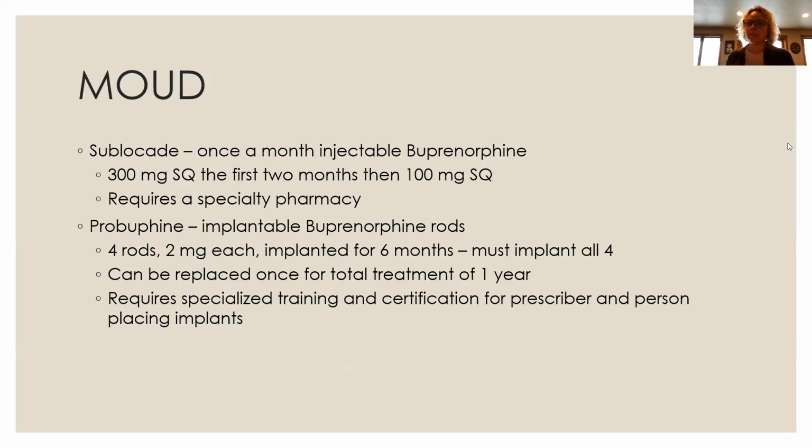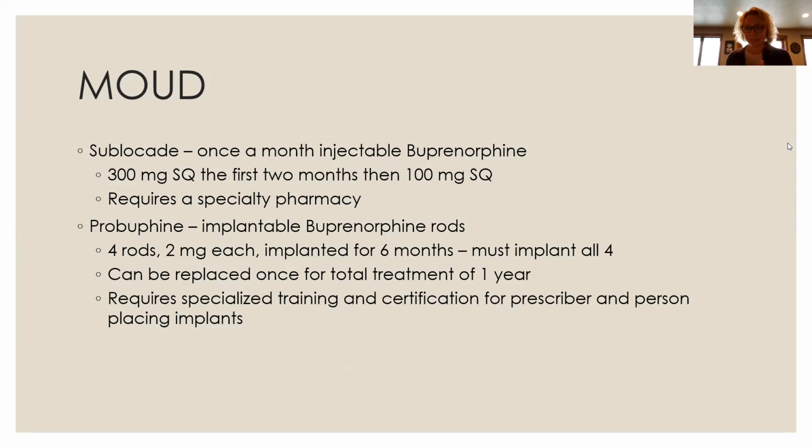Sublocade actually is a once-a-month injectable buprenorphine-only product. Given sub-Q, so more like an insulin shot into their abdomen, pretty easy. They just have to stabilize on the sublingual product for a week and then transition to the Sublocade. So it's great because there's not a lot of diversion potential with Sublocade.